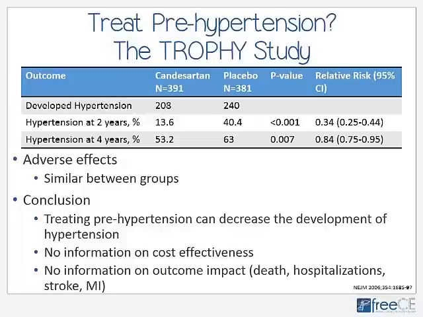The important thing to remember, though, is they didn't do any sort of cost effectiveness analysis in this study. So we know that treating patients early might be very costly if we're not getting that much benefit out of it. They also did not look at true health outcomes. They looked at development of hypertension, but not mortality, hospitalizations, number of strokes, heart attacks, anything that we say really matters in terms of cost effectiveness.